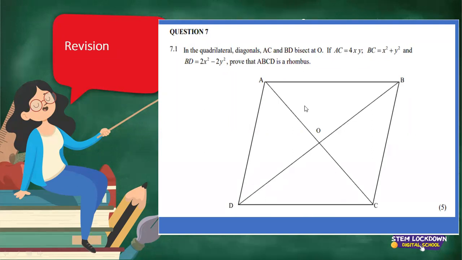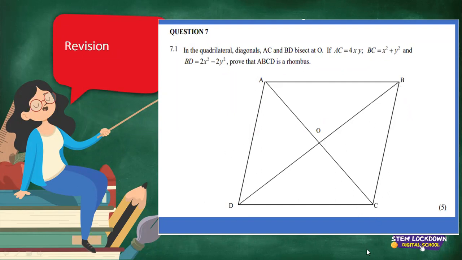So what are the properties of a rhombus? One, that all sides are equal. If you can prove that all sides are equal, then it's a rhombus. So in a rhombus, all the sides are equal. That's the first thing. And another point is the diagonals bisect each other.